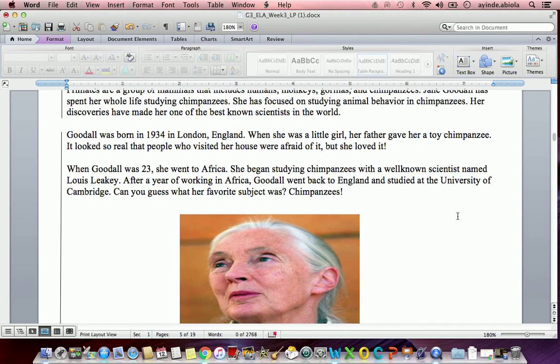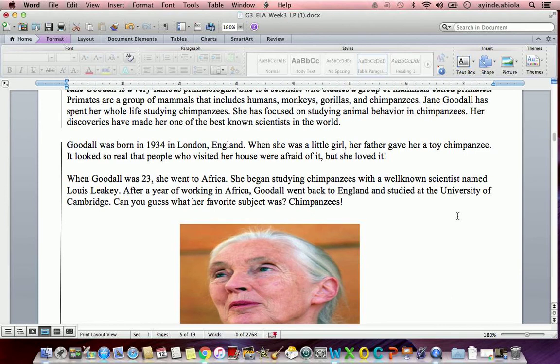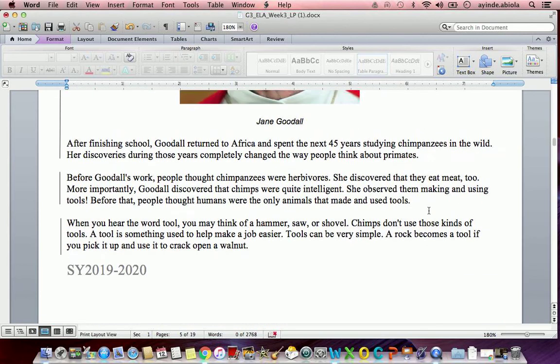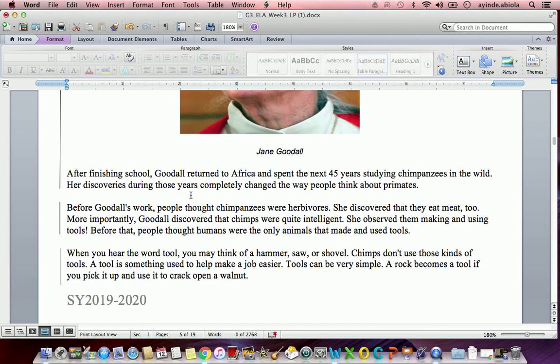So there are several things that capture the ideas in these paragraphs. It's mostly about how she began her work of working with primates, okay? So you could underline, she began studying chimpanzees with a well-known scientist named Louis Leakey. You could also underline, sorry, I went a little bit too far, after finishing school, Goodall returned to Africa and spent the next 45 years studying chimpanzees in the wild. And I'm sure there are a few other sentences you could capture as well. I'll leave it up to your judgment.